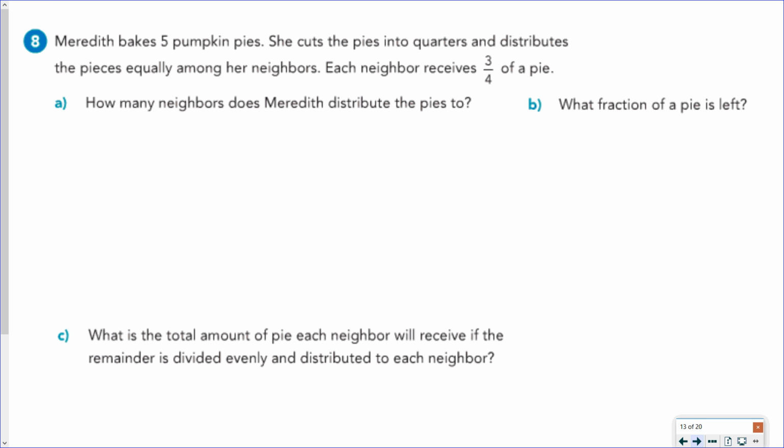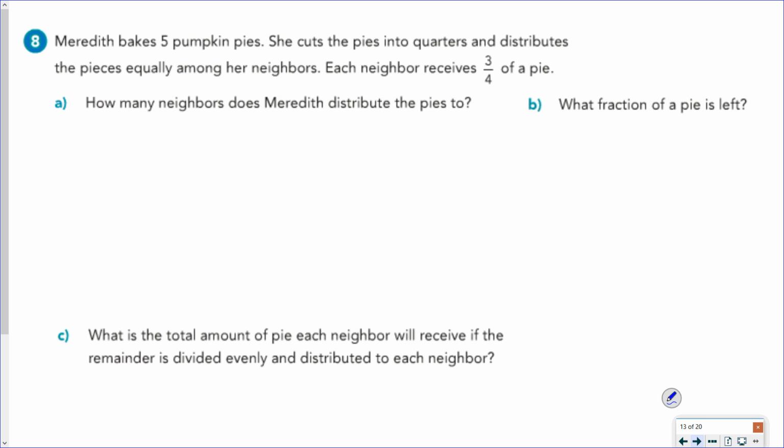For our next problem here, we can use the previous one as an example of what to do. It's kind of a blueprint guide. So this time, instead of having 9 sticks of clay, we have 5 pumpkin pies that Meredith bakes. She cuts the pies into quarters and distributes the pieces equally among her neighbors. And each neighbor receives 3/4 of a pie as opposed to 2/3 of a stick. For part A, we want to know how many neighbors Meredith distributes the pies to.